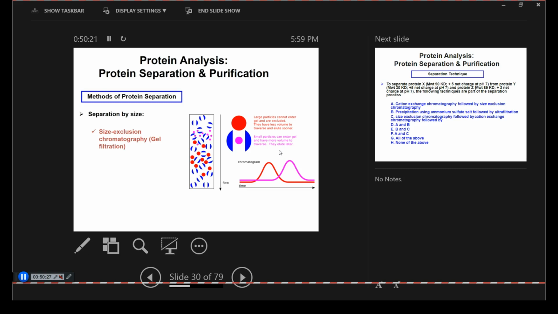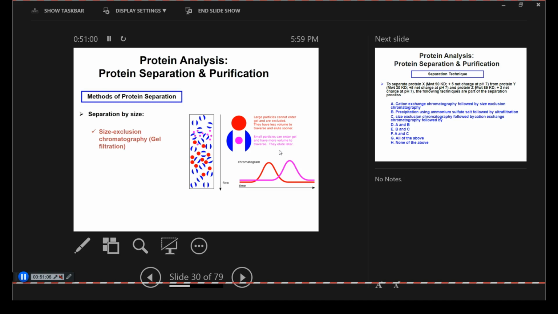What happens is the large proteins will not go through the pores because they're large. They will travel within the particles and elute first, or leave the column first, because they're the largest. And the smallest one will enter almost every pore and be delayed and will elute later. So you can separate based on the molecular weight, with the largest coming out first and the smallest coming out last.